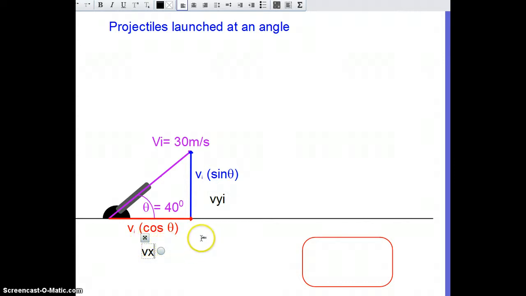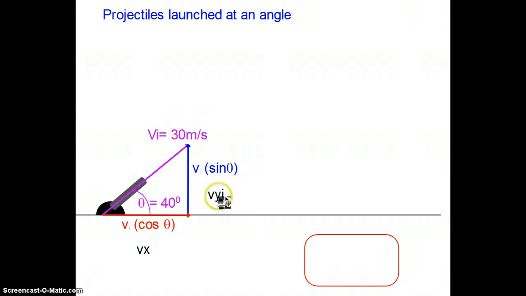Now, here's the thing. I say Vy initial because this does change. As soon as the cannonball leaves the cannon, that cannonball will begin to accelerate due to gravity downward. That's why I have an initial here. Vx, on the other hand, stays constant, just like we learned before.